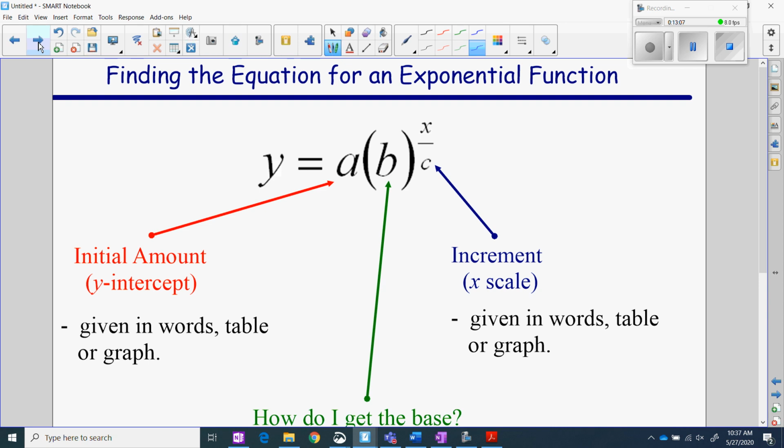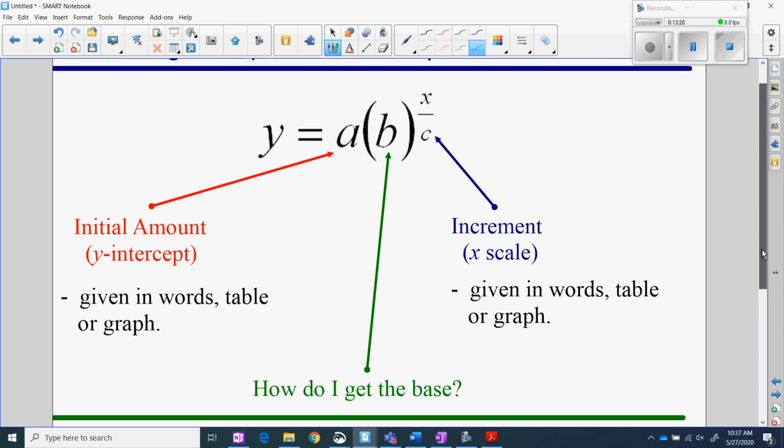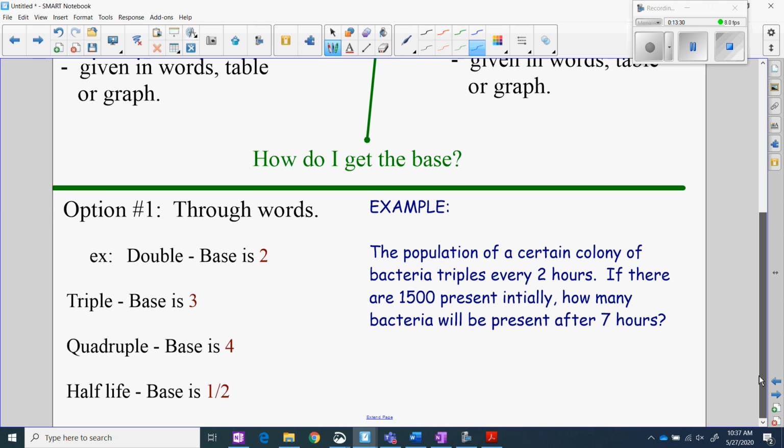So it says, how do I get the base? Well, it might be given in words. It might talk about something doubling. It might talk about half-life. It might talk about something tripling. It might talk about percentages. We'll have to read the question and figure that out. And we talked about this. This is your increment or your x scale. Could be given in words, in a table, on a graph, whatnot. So you'll see how this all works out. So here's an example. This is just some buzzwords. You'll see double, triple, quadruple, half-life. Kind of that's what your base would be for those.